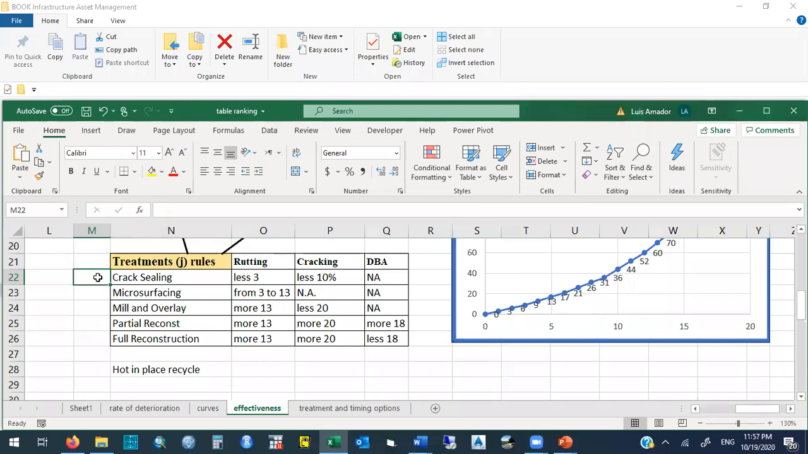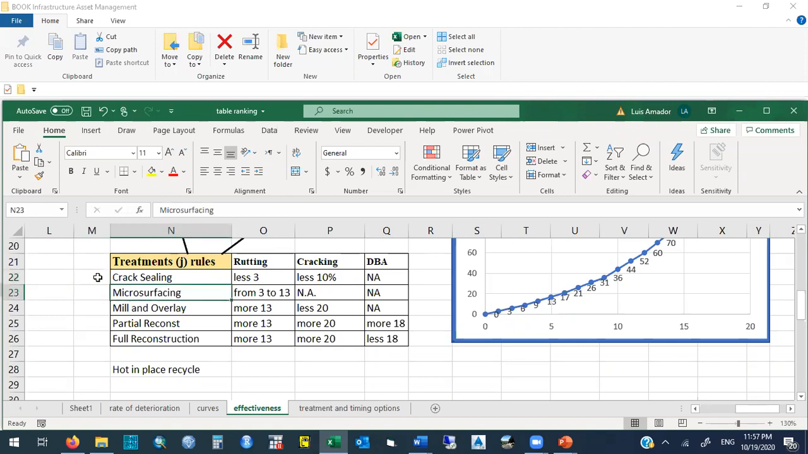Crack sealing means the pavement is relatively new. The pavement doesn't have major rutting or permanent deformations, or they are very little, almost unnoticeable. The pavement is very, very new, has some cracks, and you go with liquid asphalt binder and seal the cracks. You clean the crack a little bit, and then you apply this liquid substance, like a seal coat or something like that, in the crack to seal it.